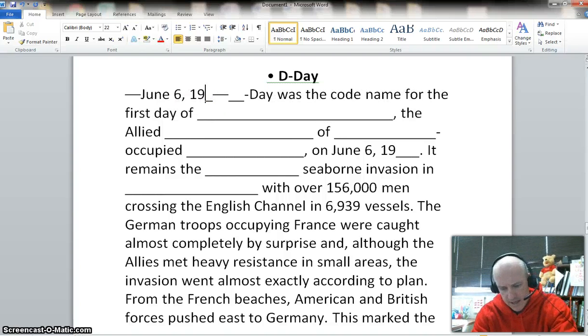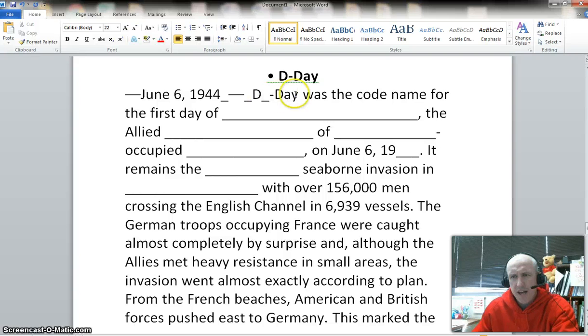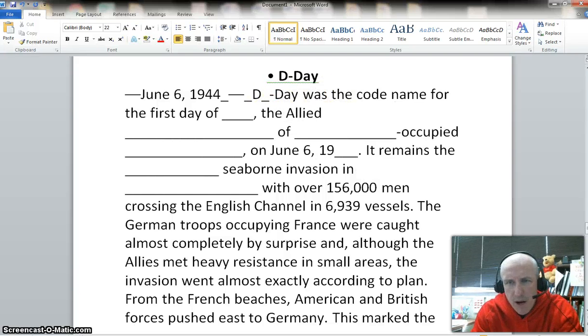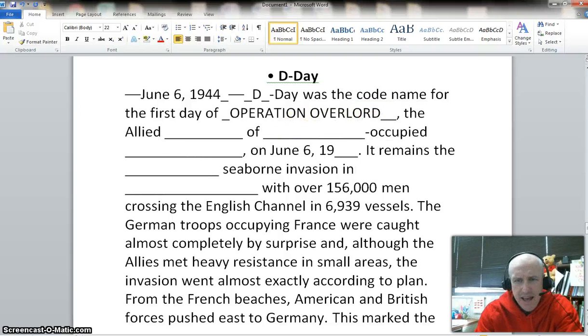June 6, 1944, getting close to the end of the war. The name of this is D-Day. It was the code name for the first day of the secret operation called Operation Overlord.